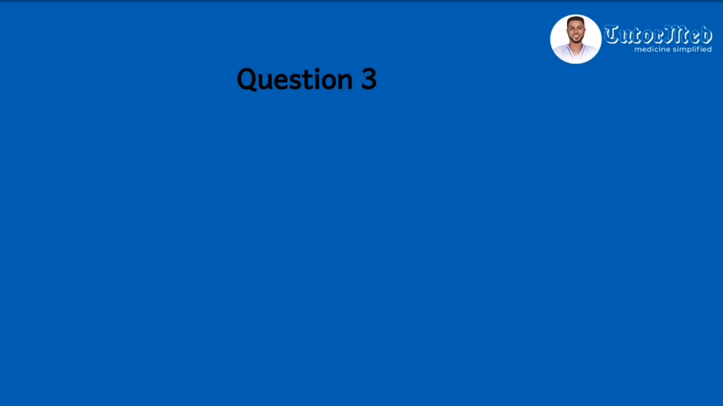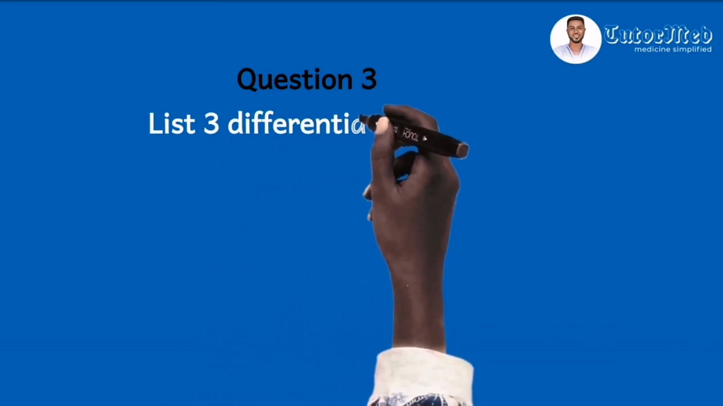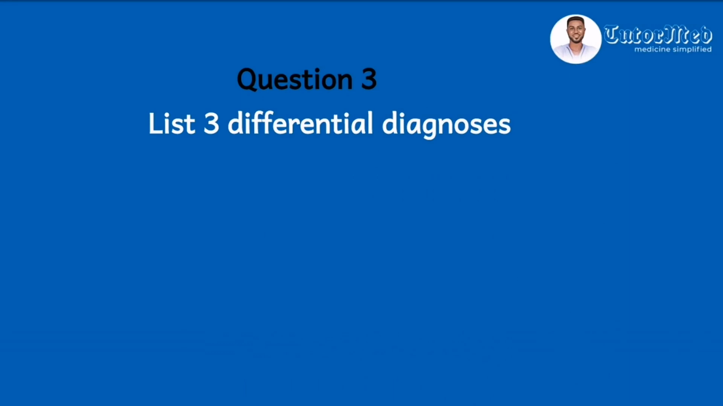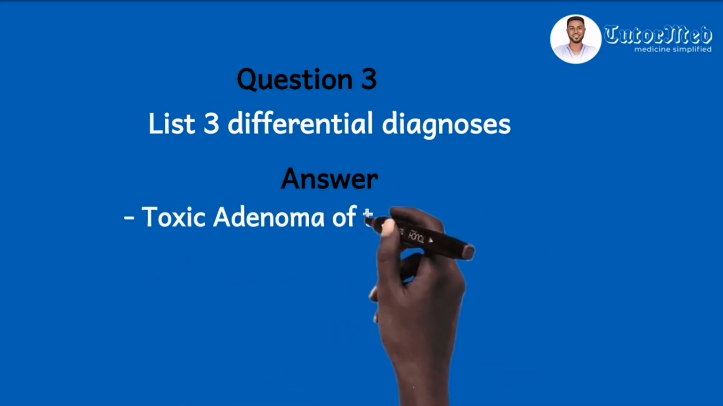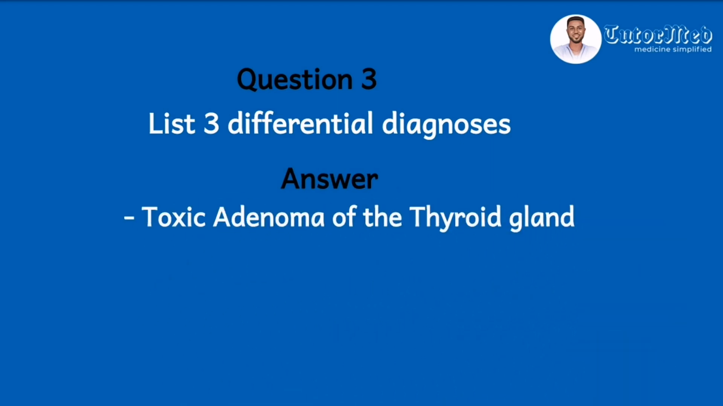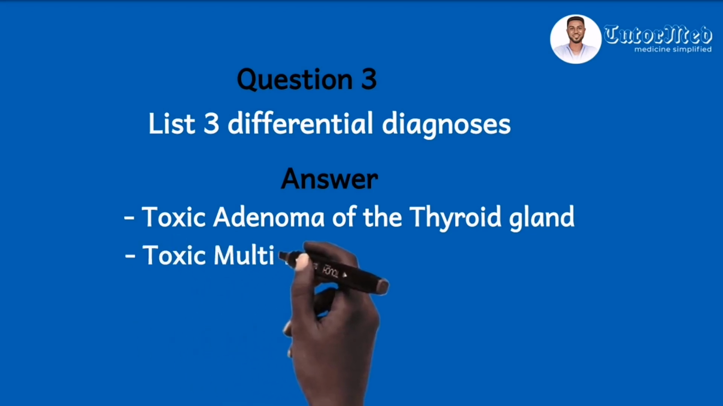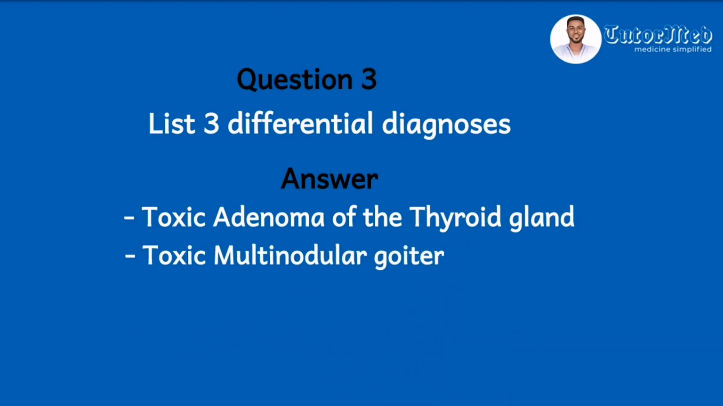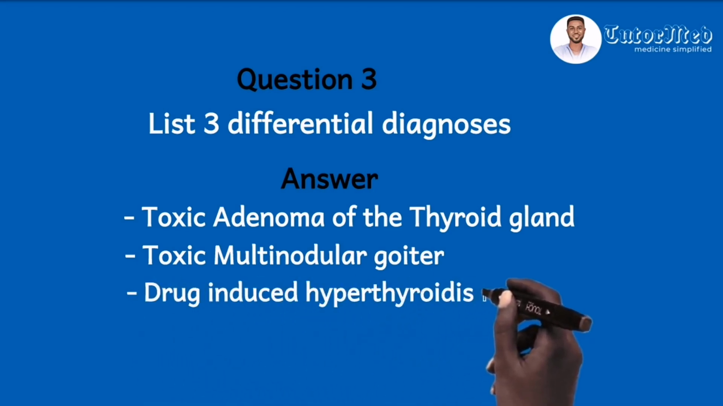Now let's go to question 3. Question 3 said, list 3 differential diagnoses. And so the possible answers include toxic adenoma of the thyroid gland. Then the second differential we can entertain is a toxic multinodular goiter. And so there are multiple nodules in the thyroid gland, which has enlarged. But remember that in Graves' disease, it is a diffuse enlargement, not a nodular goiter. Then a third differential we can consider is drug-induced hyperthyroidism.